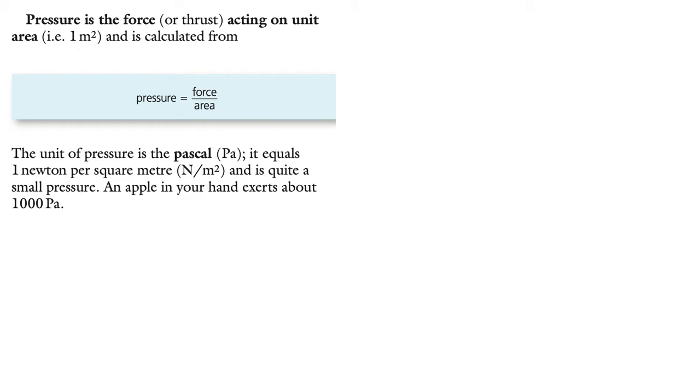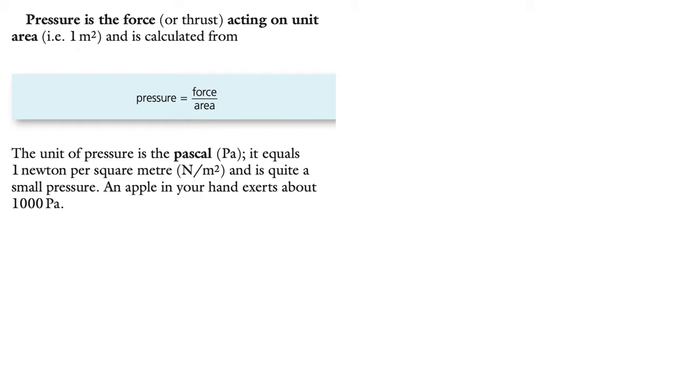And it's quite a small pressure. It gives you an example here that an apple in your hand exerts a pressure of about 1,000 pascals. We also should remember from the video about atmospheric pressure that atmospheric pressure is about 100,000 pascals. So that's the pressure that's always on us as we walk around on the surface of the earth. So 1 pascal is quite a small pressure.